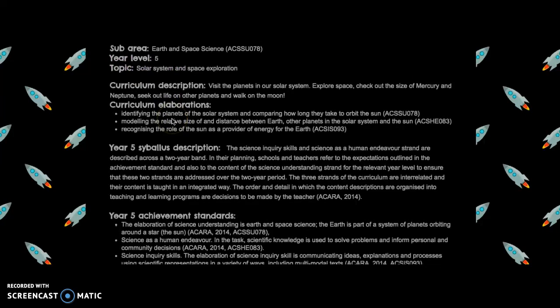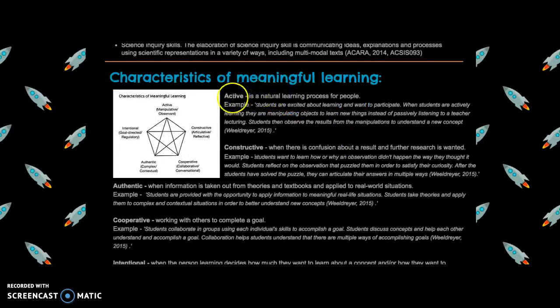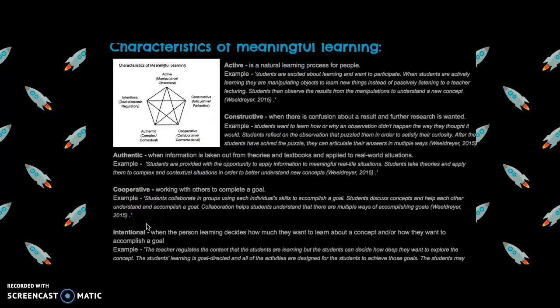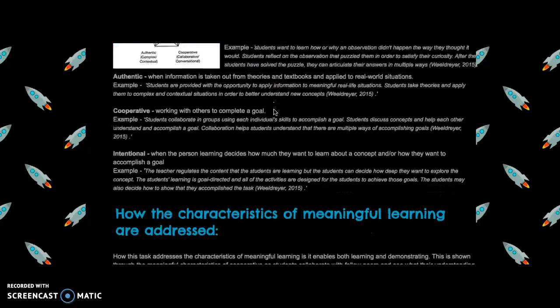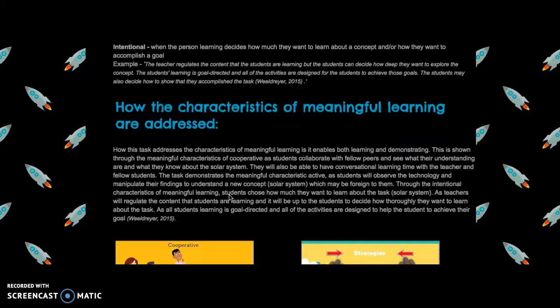Going back to our website, we have the characteristics of meaningful learning. If teachers are new to the characteristics of meaningful learning, it explains what each characteristic means: active, constructive, authentic, cooperative and intentional. It also gives an example for each. So not only does it say what it is, it provides examples, as well as addressing how the characteristics of meaningful learning are addressed throughout this project.